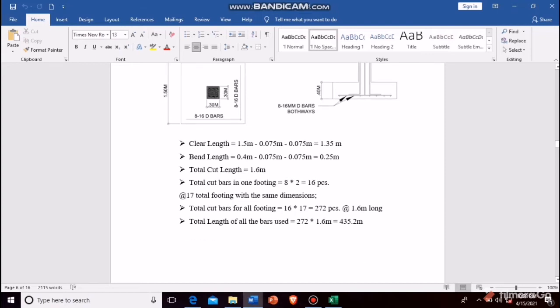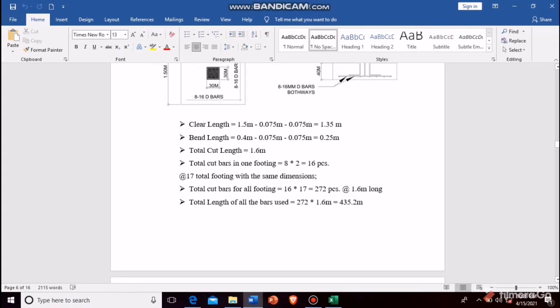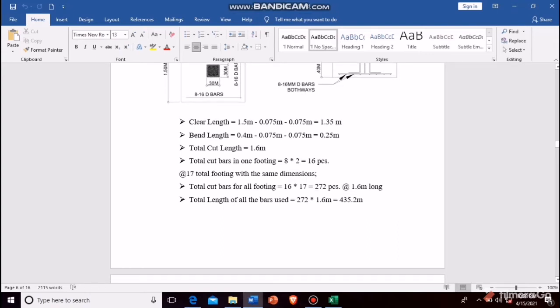There are 17 total footings, all the same footing. So total cut bars is 16 times 17, that is 272 pieces at 1.6 meter long. Then total length of all bars used is 272 times 1.6 meter equals 435.2 meter.